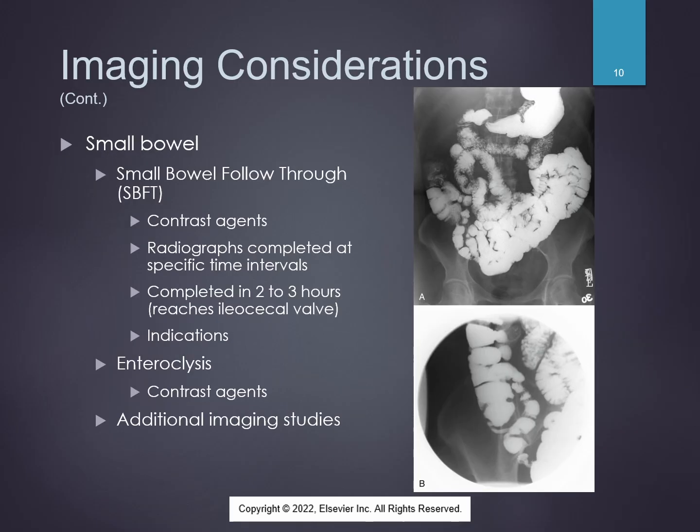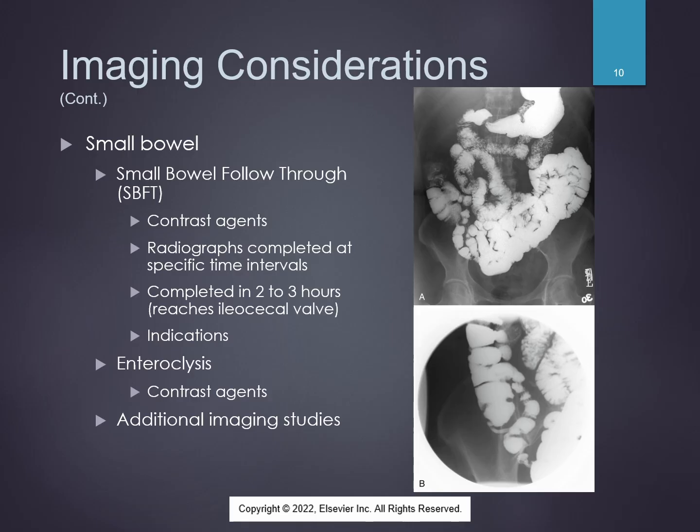Alright, so a small bowel series is done to evaluate the small intestine. Typically, the thin, low-density contrast is used because it provides the best radiographic contrast and luminal detail, so we would be using barium. This exam can take up to 2 to 3 hours to complete because the exam is not considered done until the contrast has reached the ileocecal valve.